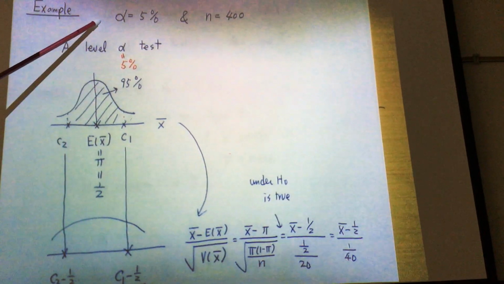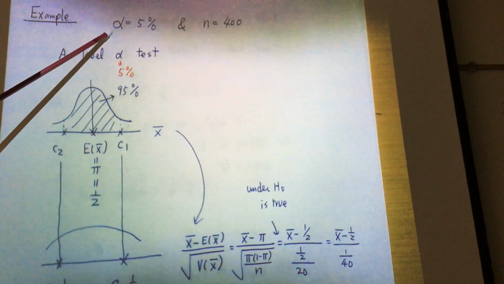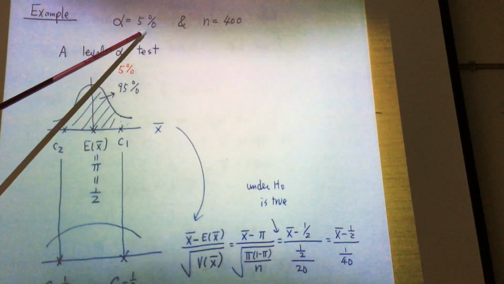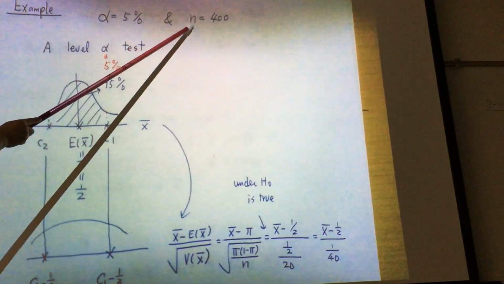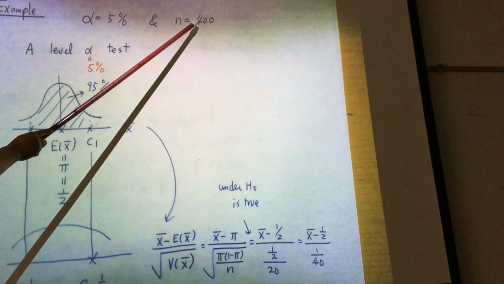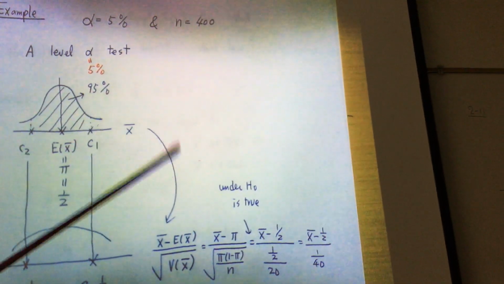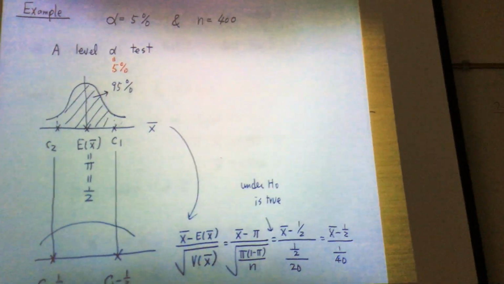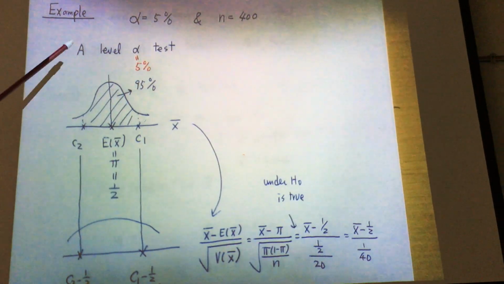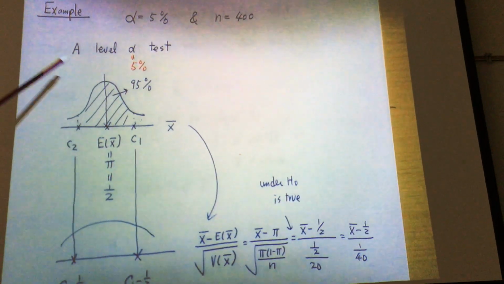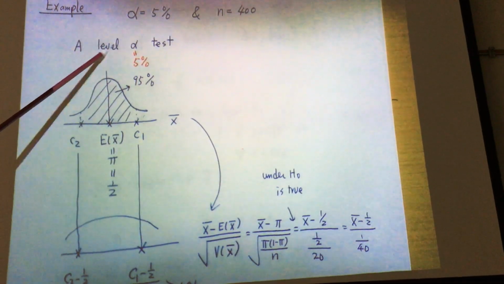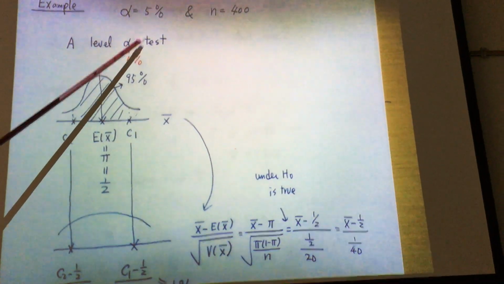Okay, let me try one more time. We fix the level of significance as 5%, unchanged. But we change the sample size. We make the sample size from 100 to 400. How does this affect the power of the test? Okay? Now, look at here. A level alpha 5% test.